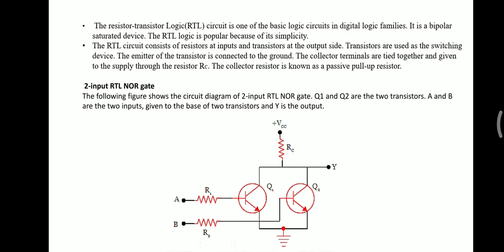Here the diagram of the two input RTL NOR gate transistor circuit is shown. As I have told you, we have two resistors in the input side, and the output Y is taken from the collector region of the two transistors. I have assigned the two transistors as Q1 and Q2, and A and B are the two inputs given to the base of the two transistors, and Y will be the output.